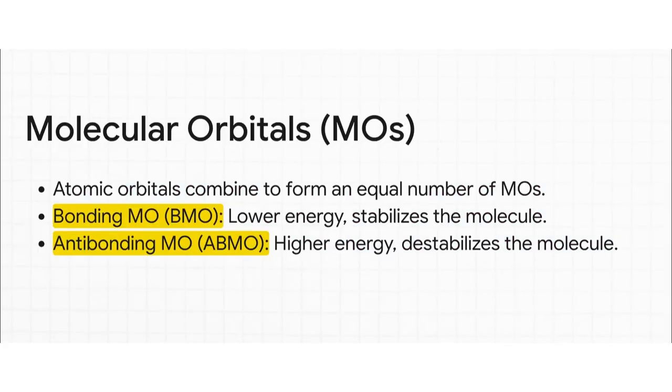So, how are these molecular orbitals formed? The principle is called the linear combination of atomic orbitals, or LCAO. When 2 atomic orbitals combine, they form 2 new molecular orbitals. One is the bonding molecular orbital, or BMO. It's formed by constructive interference, has lower energy, and it stabilizes the molecule. The other is the anti-bonding molecular orbital, or ABMO. It's formed by destructive interference, has higher energy, and it actually destabilizes the molecule.